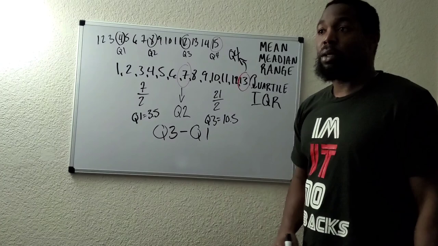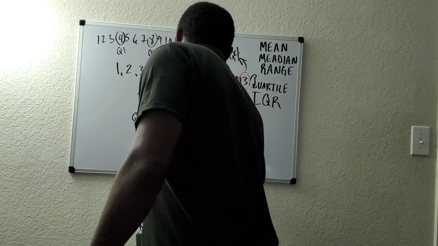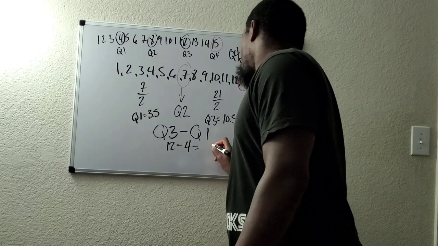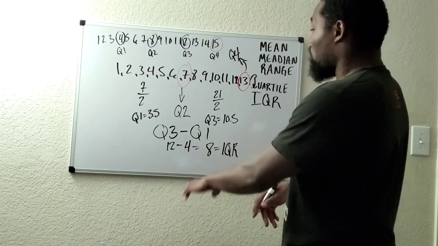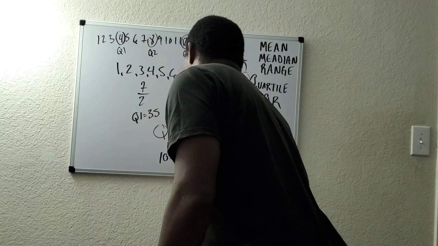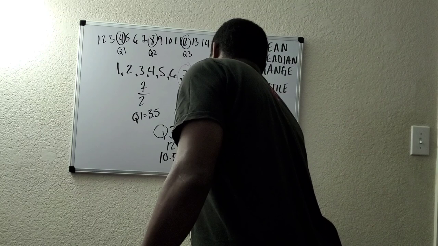Q3 minus Q1. In this case, it would be 12 minus 4, giving us 8, or 8 being our IQR. Right? For this bottom one, it would be the same thing. We're going to take our Q3, which was 10.5, minus 3.5. That's 7.